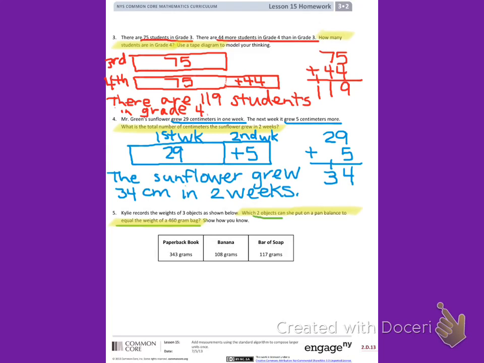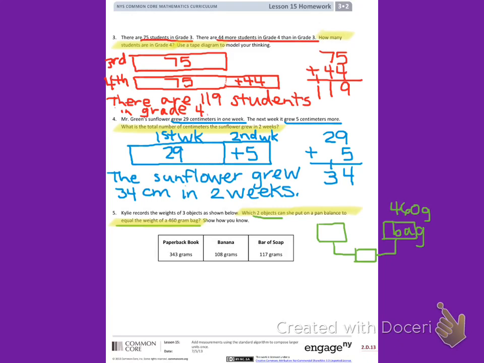You see, a pan balance has a pan on one side and a pan on the other side with 2 arms. We need to put 2 objects on one side of the pan balance, and then on this side of the pan balance we'll have a 460-gram bag. We want both sides of the pan balance to be equal.